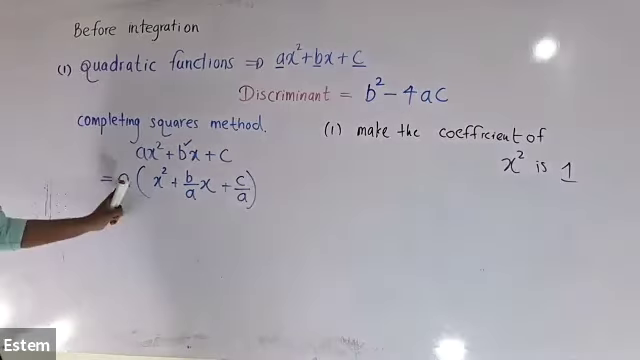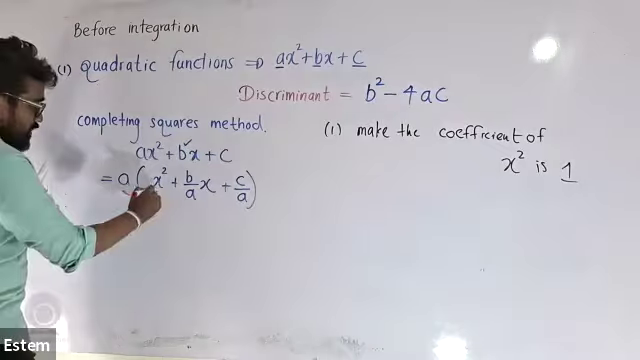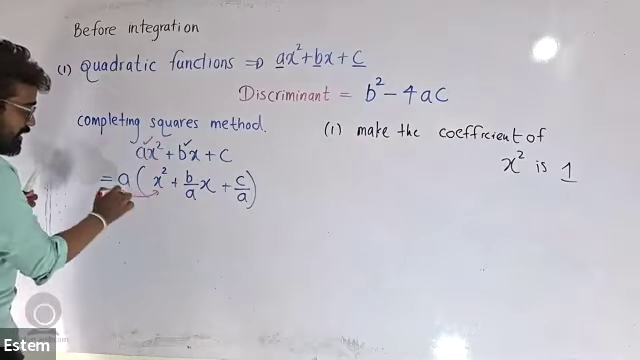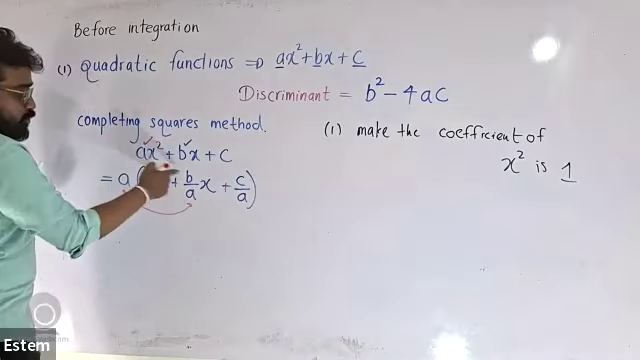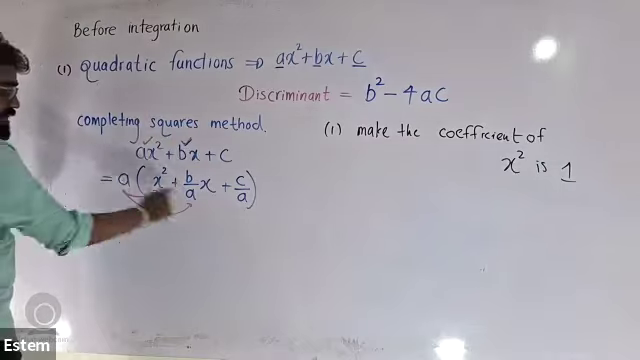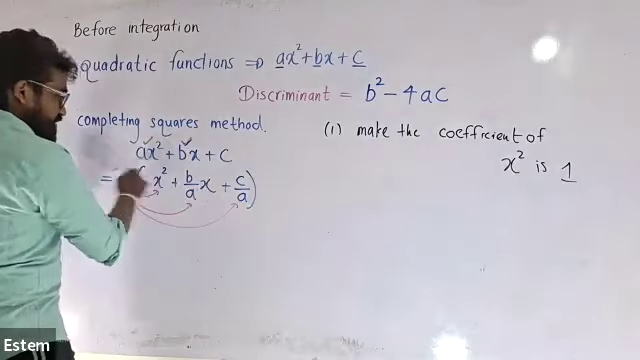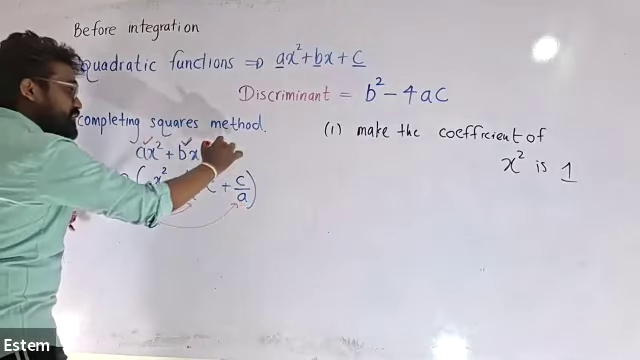See, a times x squared, when I multiply this, a into b over a into x, the a and a cancel out, bx. A multiplied with this, a into c over a, cancel out, and c is kept.